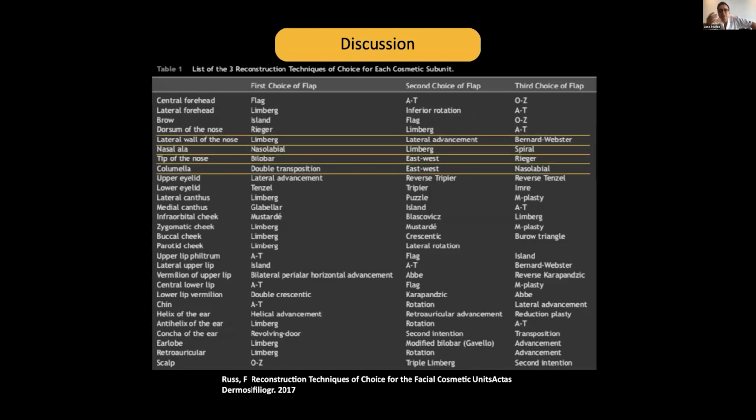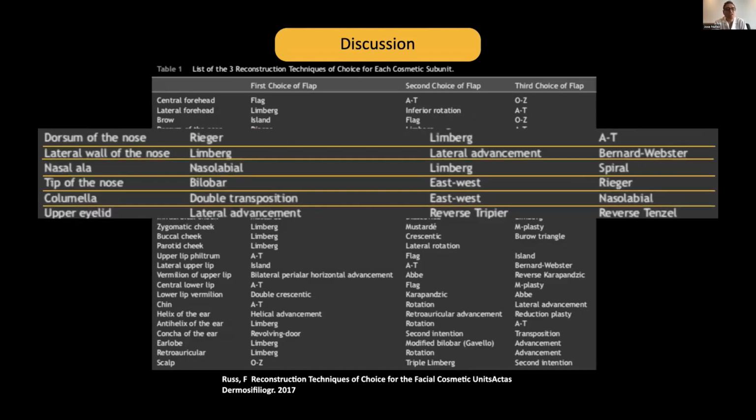Underlined, you can find the nasal defects. It's important. You can see that most of them choose rhomboid flap, nasal labial flap, bilobed flap, lateral advancement, east-west, reverse, but no one chose the forehead flap because it's very laborious. It's important to consider that.